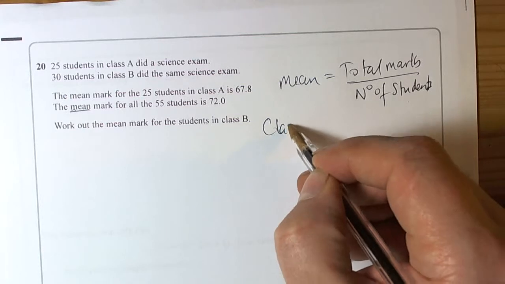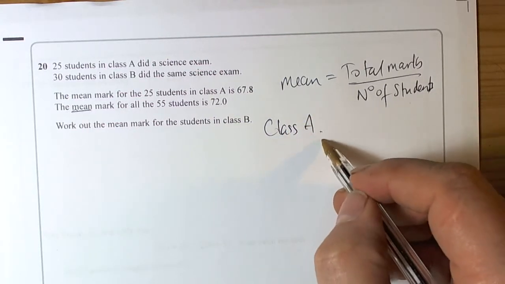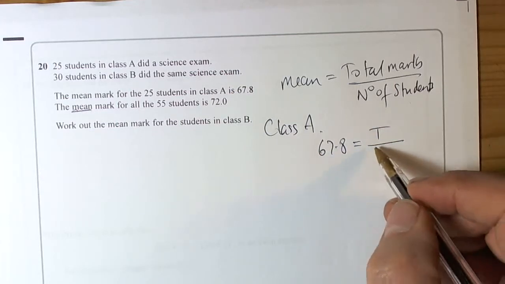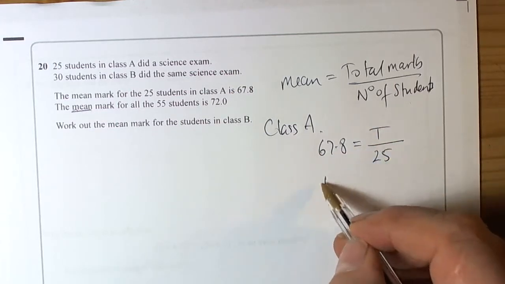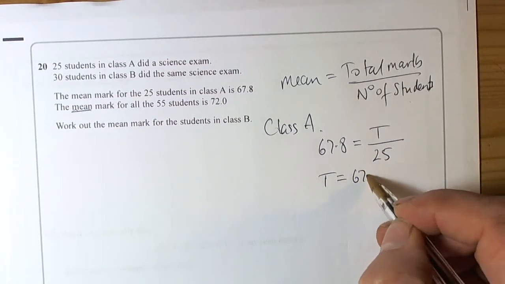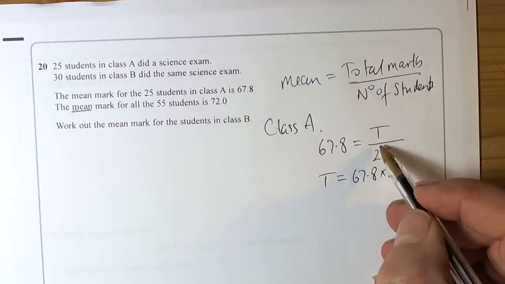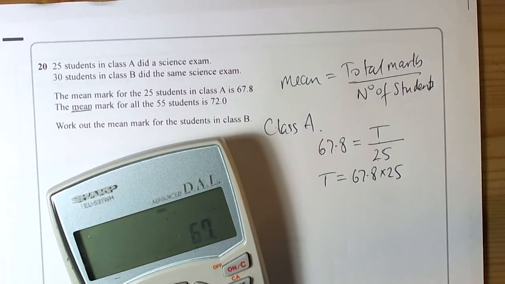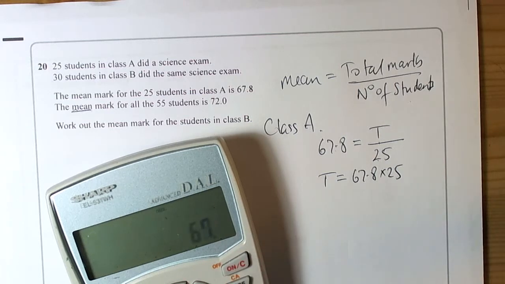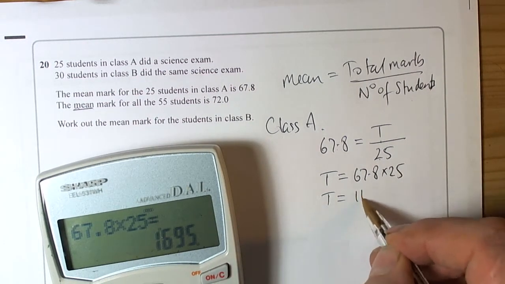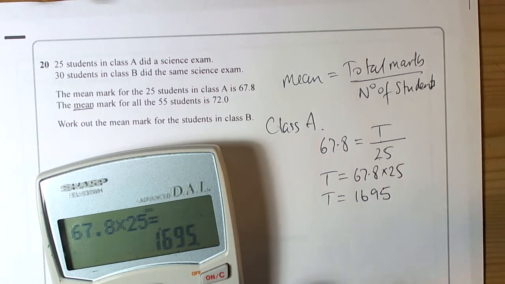So for Class A, if the mean mark is 67.8, that was found by doing the total divided by 25. So the total mark for that class must be 67.8 times 25. Divided by 25 moves across by timesing. So 67.8 times 25 equals 1,695.